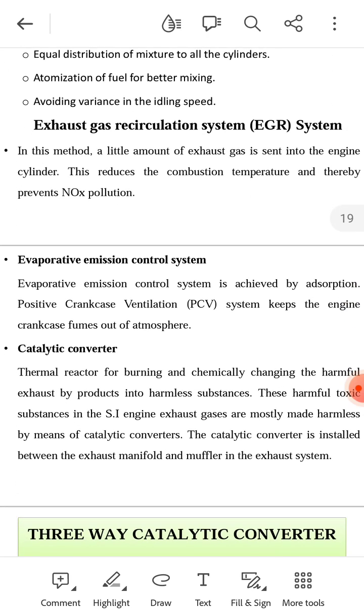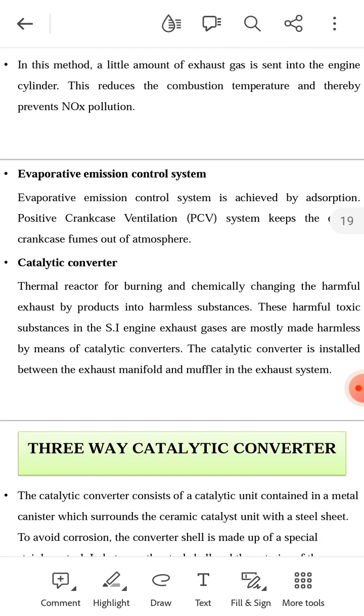Catalytic converter: a thermal reactor for burning and chemically changing the harmful exhaust byproducts into harmless substances. These harmful toxic substances in the SI engine exhaust gas are mostly made harmless by means of catalytic converters. The catalytic converter is installed between the exhaust manifold and the muffler in the exhaust system.